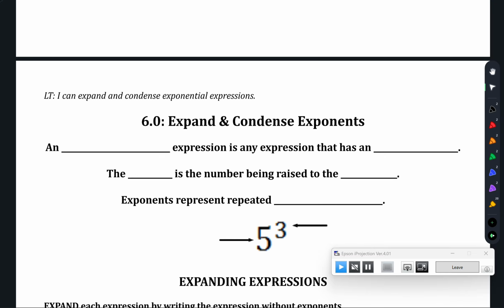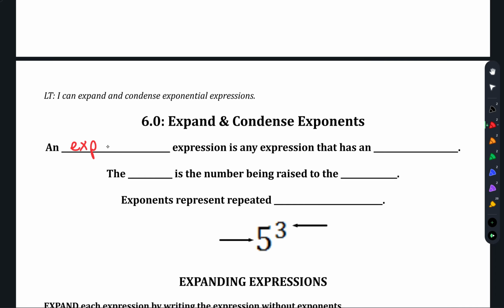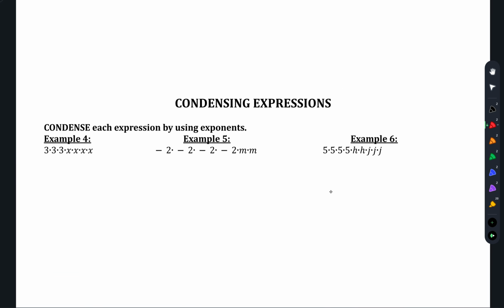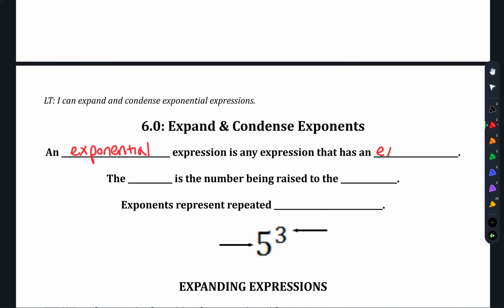So we're going to start with what is an exponential expression. An exponential expression, of course, is any expression that has an exponent. When we're looking at exponents, they have two different pieces. The first part is called the base, and that's just the number that is being raised to the exponent. So in this example, 5 is the base, where 3 is the exponent.